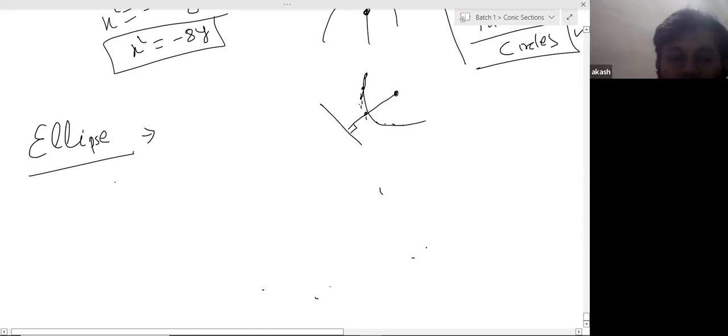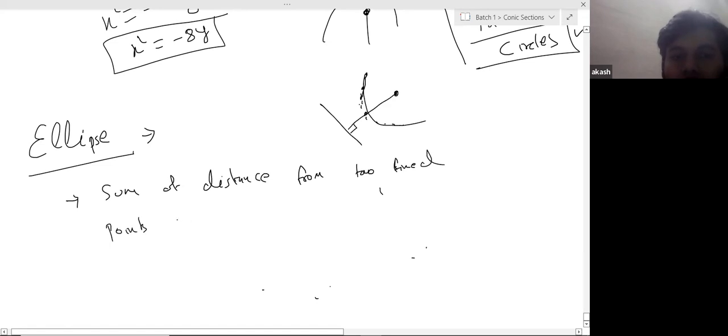In ellipse, we take the sum of distance from two fixed points. And this is always constant. Don't write this down. I'll be giving you the definition. Just to understand, the sum of distance from two fixed points. That means there are two fixed points. They cannot move. Let's call this A and B.